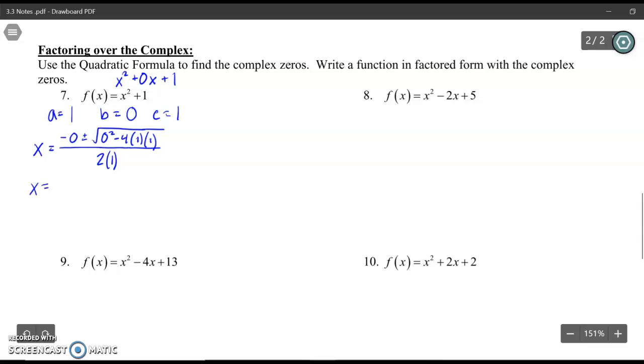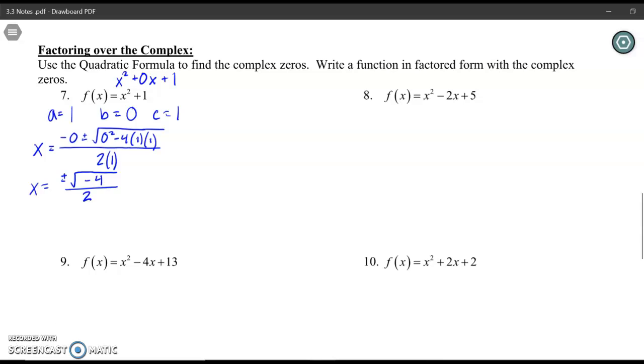Okay, now it's time to do some simplifying. I have this negative 0 out front. That's not going to do anything, so I'm just going to change that to plus or minus the square root. And again, this 0 squared isn't going to do anything either. I have negative 4 times 1 times 1, which is just going to change to negative 4, all over 2.